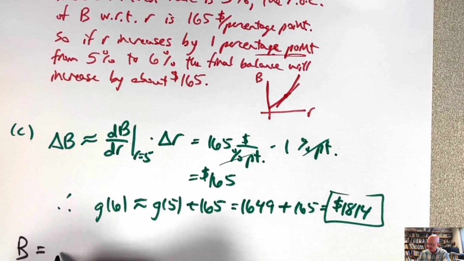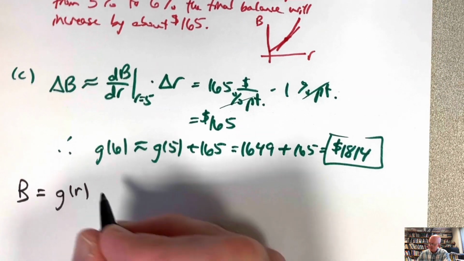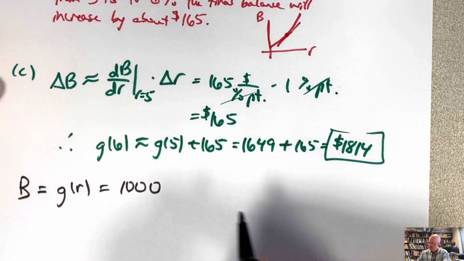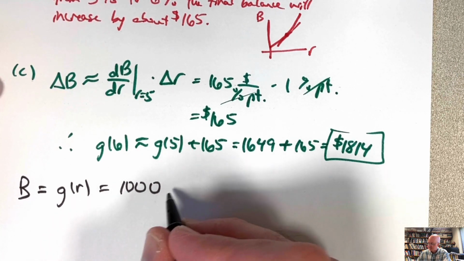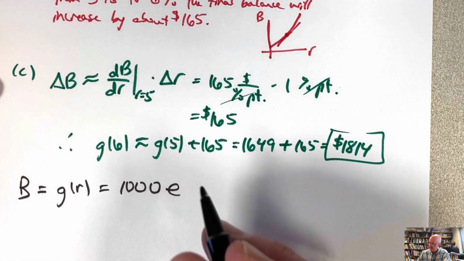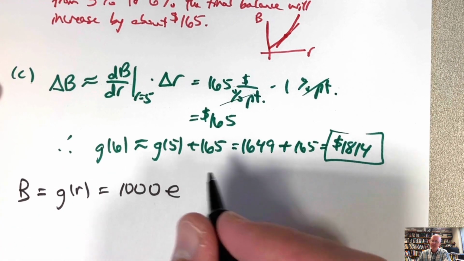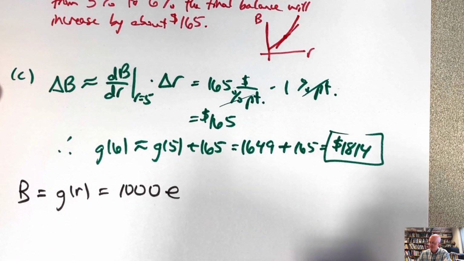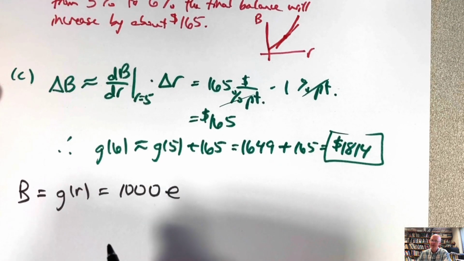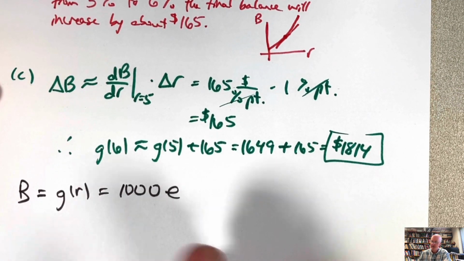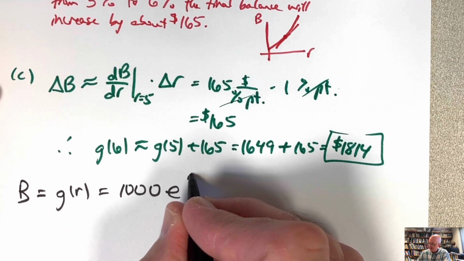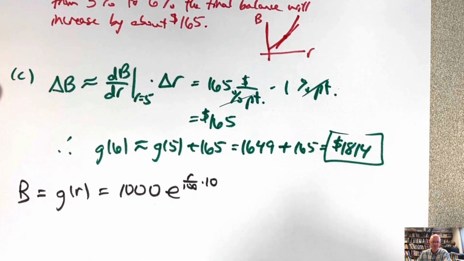The balance is a function of R. Thinking about the compound interest formula with continuous compounding, you'd put the initial balance, 1,000, times e to the, what is the interest rate? It's 5%. Well, in general, it's R%. But to use the formula, you have to divide by 100. You have to get rid of the percent sign and convert to a decimal. We're doing it for 10 years. The amount of time is 10 years. We could write R over 100 times 10.